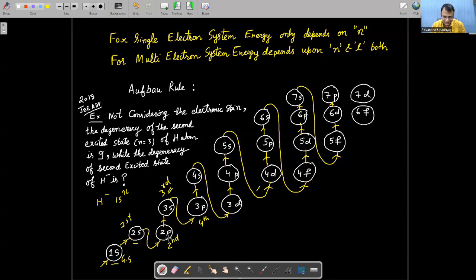If they are asking about the second excited state, we can say the degeneracy is equal to 3. If they are asking about the first excited state, the degeneracy is equal to 1. So this is the way to solve for a multi-electron system, right? So this was a question asked in 2015.